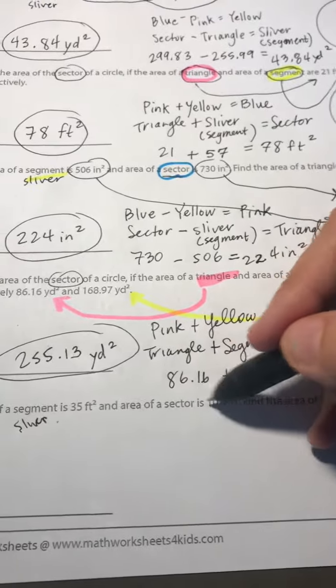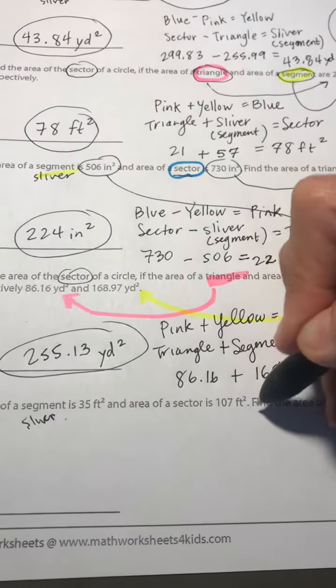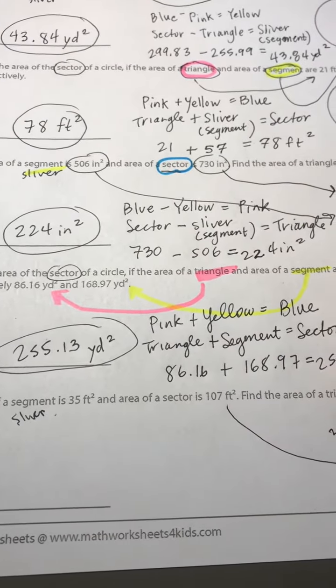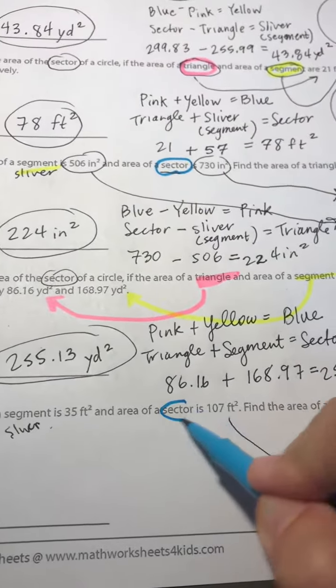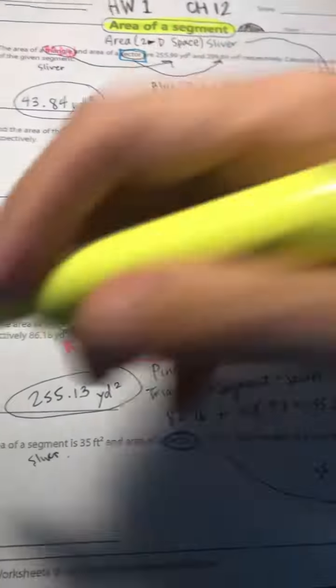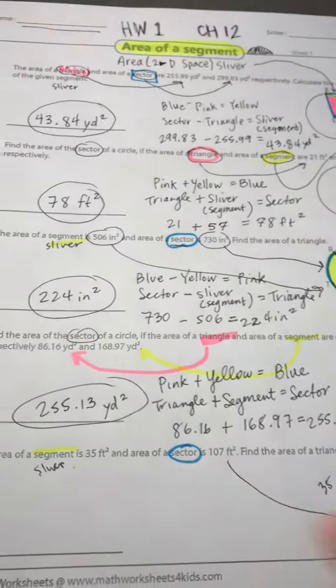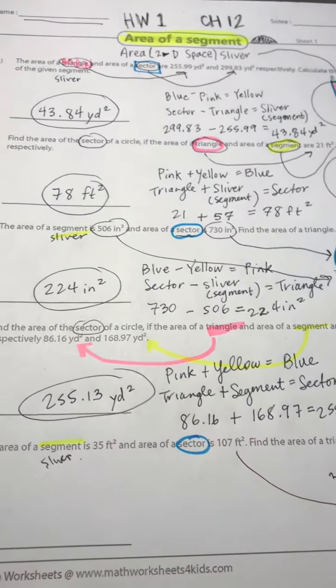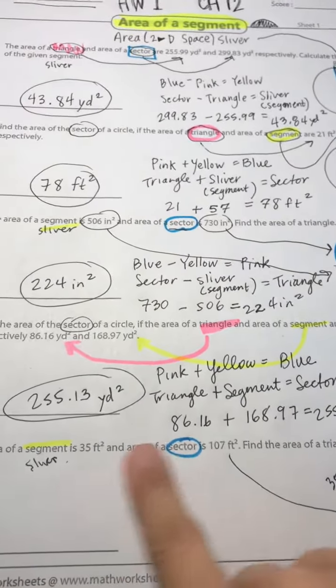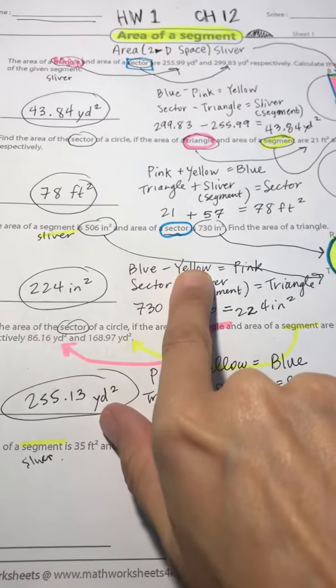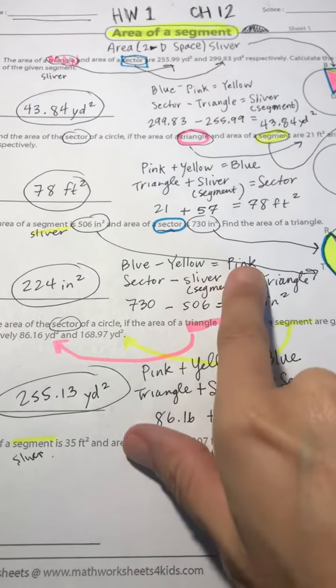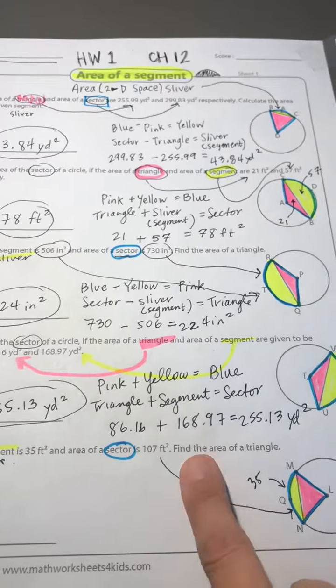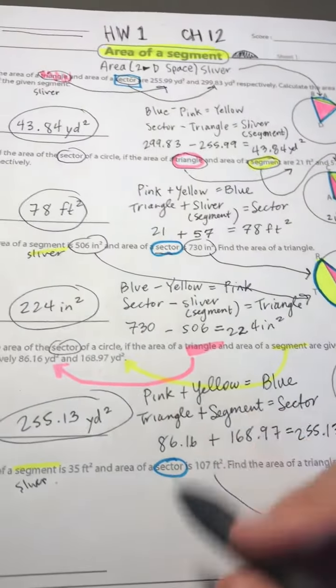And then it says the area of the sector. Well, that's our blue part, the whole blue part. So I know yellow and blue. So if I know yellow and blue to get pink, it looks like we've done this before. Blue minus yellow should tell me pink. I'm trying to solve for the triangle. Yep, find the area of the triangle.